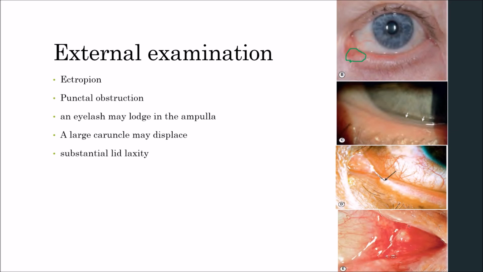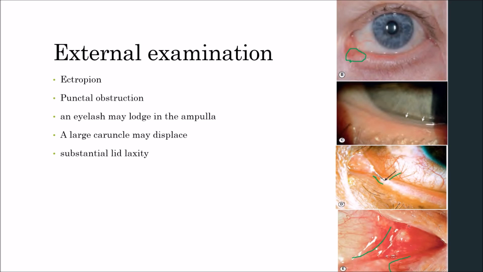Occasionally, an eyelash may lodge in the ampulla, as seen in the figure here. The arrow is pointing towards the eyelash, which is lodged in it. It can be seen very clearly on slit lamp examination, and removal may result in relief. A large caruncle may displace the punctum away from the globe, as is shown here. It's a large caruncle, and we can see that the punctal area is displaced.